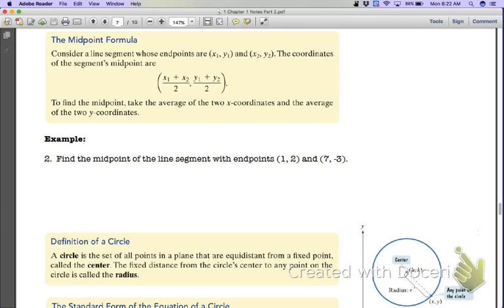Then the second part just deals with the midpoint formula. We have 2 coordinates on a coordinate plane. We have a line between them. We want to know where the middle is, or where that middle point is.